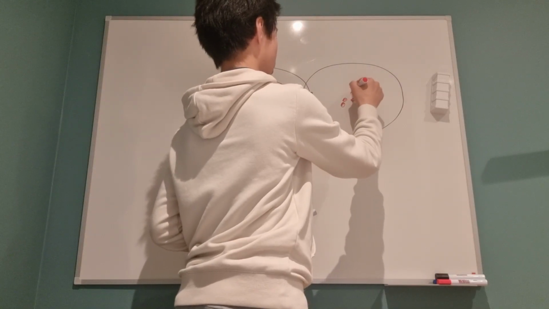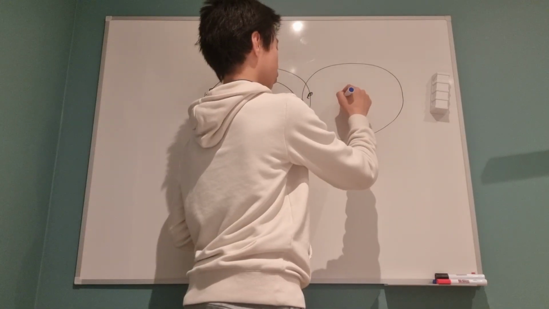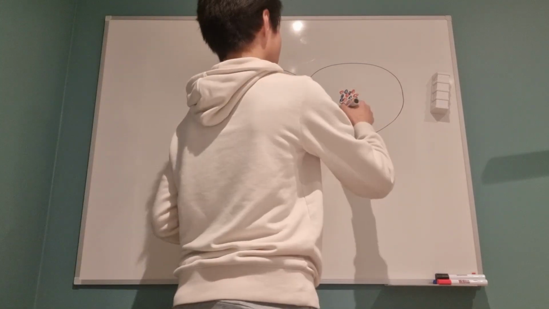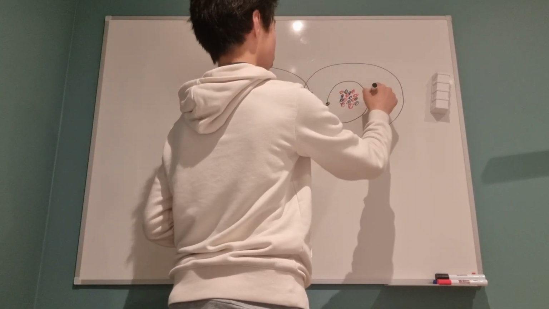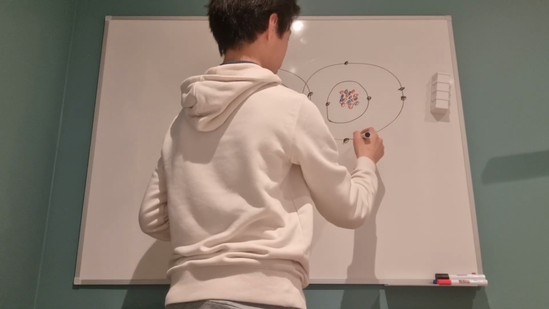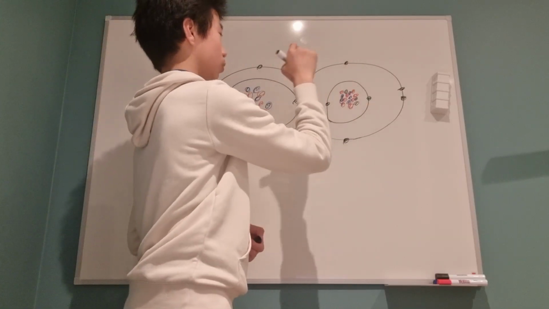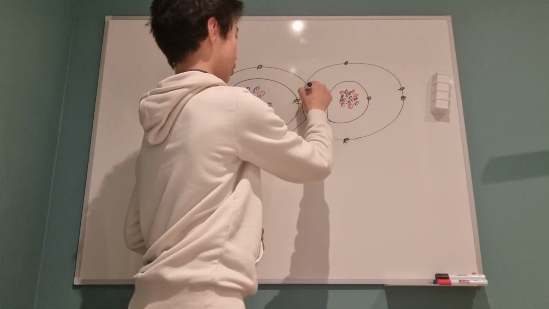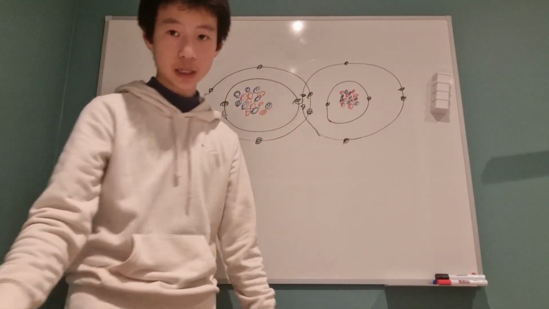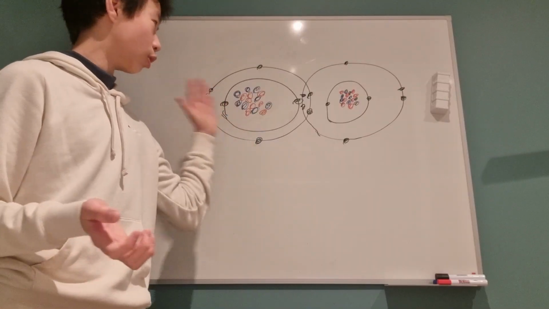1, 2, 3, 4, 5, 6, 7, 8. And over here, 1, 2, 3, 4, 1, 2, 3, 4, 5, 6, 7, 8. Okay, so now you see that they're sharing electrons, and they both fill up their octet.